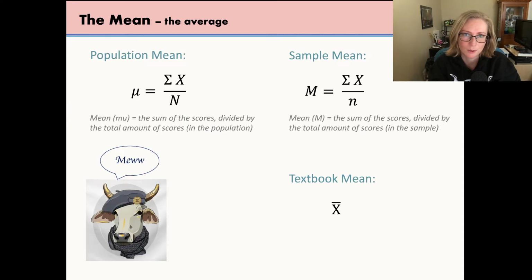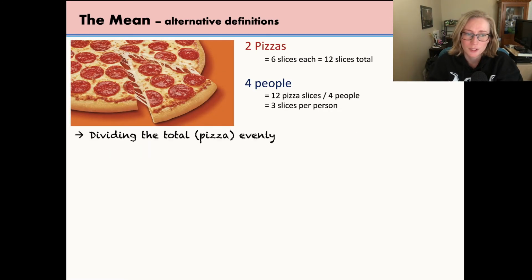Okay, so now a few alternative definitions, right? This was the average as far as getting everyone's score together and dividing it by how many people are in that group. Another way to think of it is that we want to try and divide something evenly between everybody. So for example, if you have 2 pizzas, each one has 6 slices, you have a total of 12 slices of pizza.